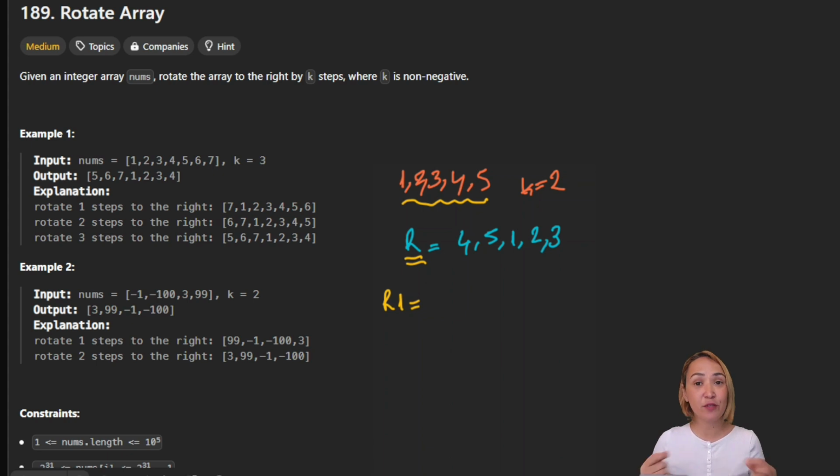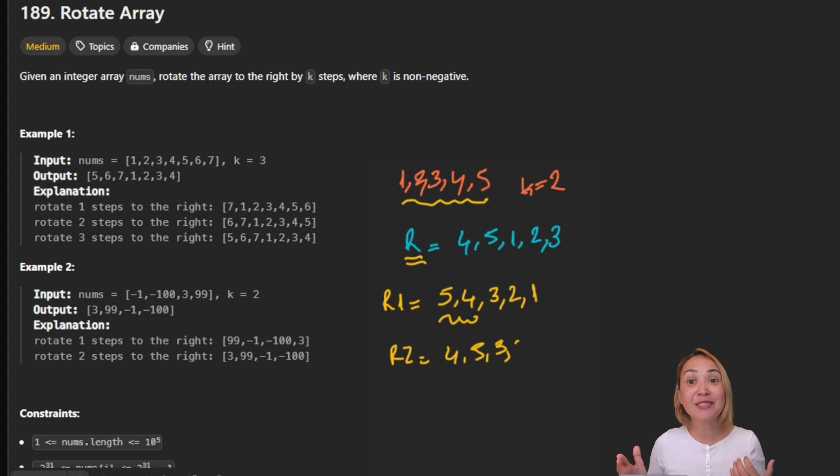At the first step, let's reverse the whole array, and the result is 5, 4, 3, 2, 1. Then reverse the first k elements. It will be 4, 5, 3, 2, 1. Reverse the remaining n minus k elements, and it will be 4, 5, 1, 2, 3.